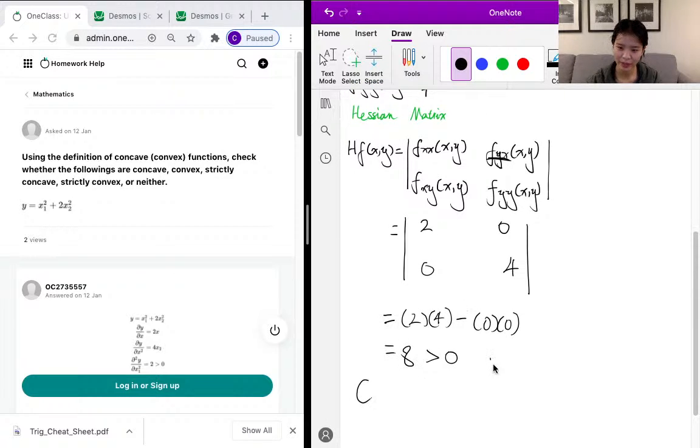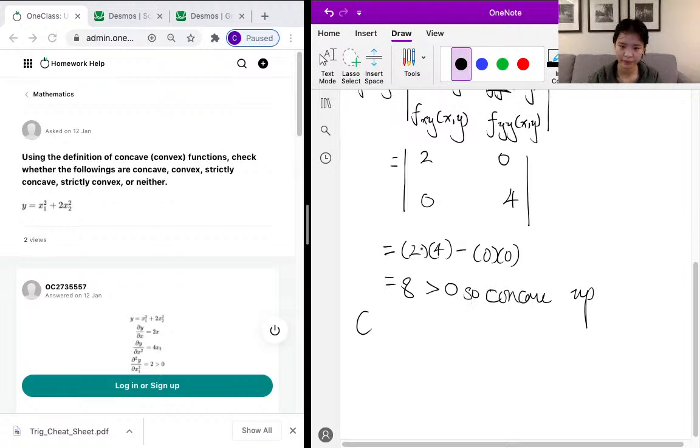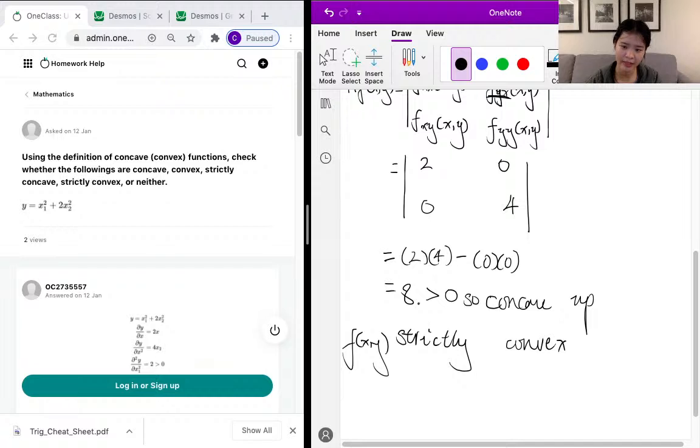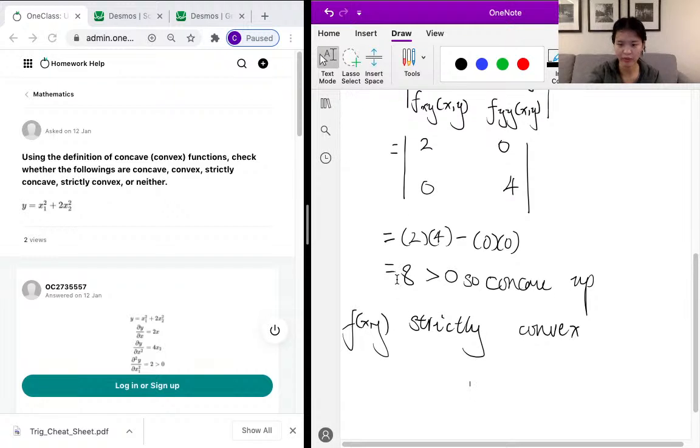Okay, my eraser stops working again. Concave up. So concave up is just another way of saying strictly convex. Or I guess actually say strictly concave up, but so our answer is strictly convex, or f of x, y is strictly convex. I'm not going to write it down in full because it's kind of hard for me to write down here, but basically just write your explanation as we talked about.